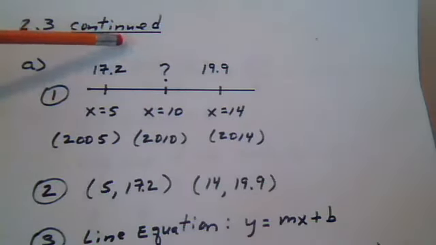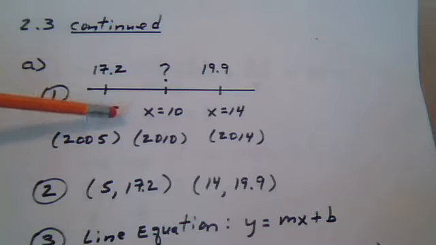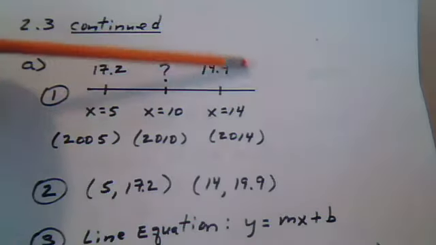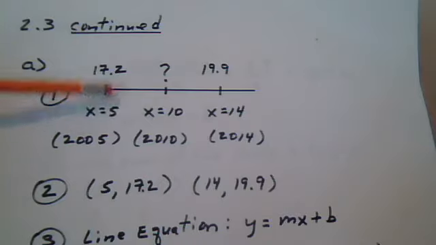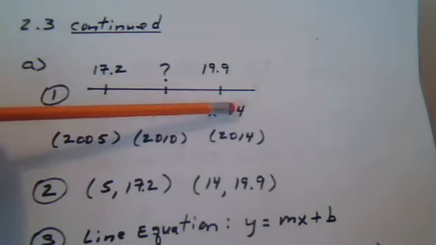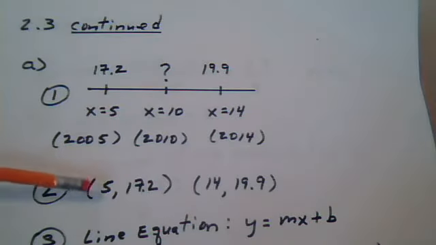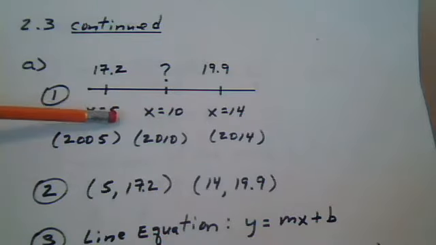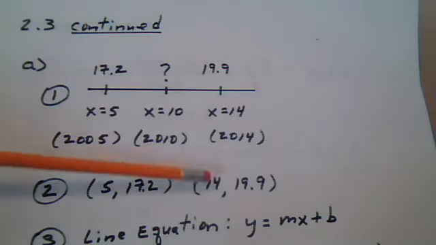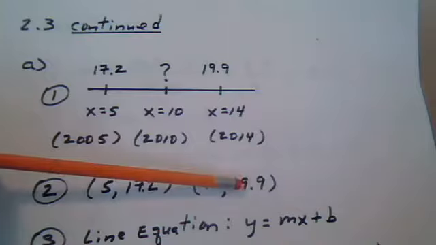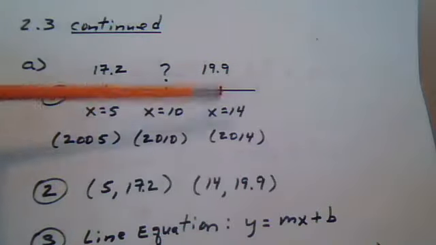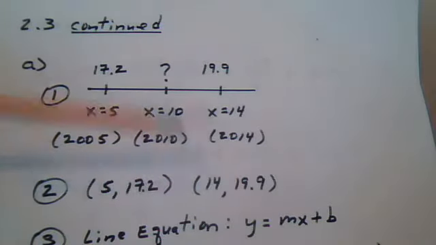So you take the ones that you know everything about, the x and the y. Here's the x, this is going to be the y. Here's the x, here its partner y. This is a partner y for this x. So notice 5 is paired up with 17.2. 14 is paired up with 19.9. So this produces the 2 points that we need.